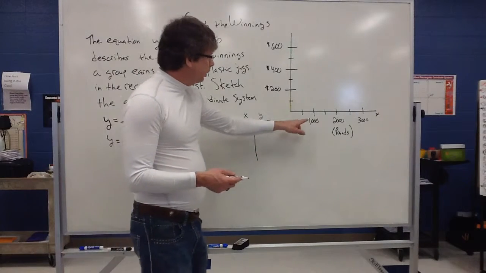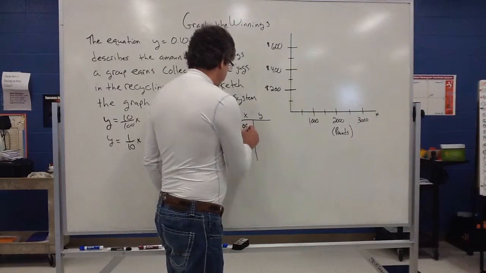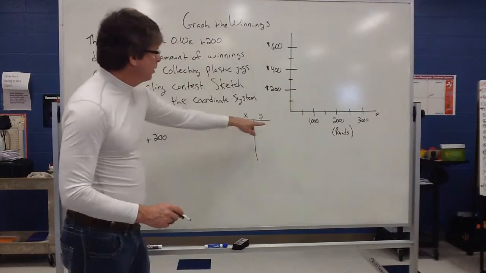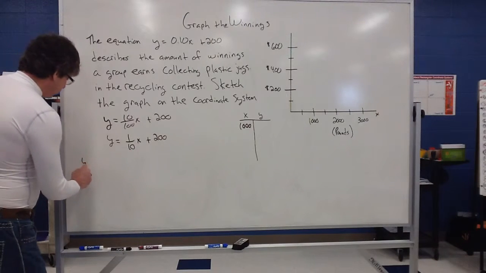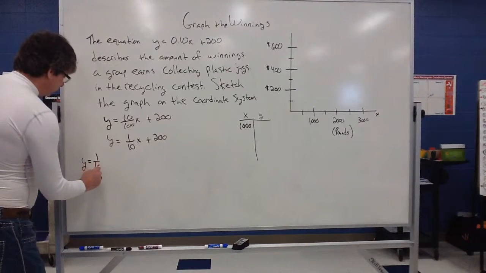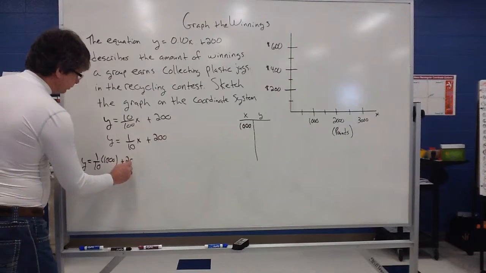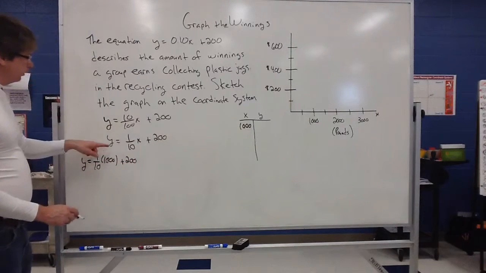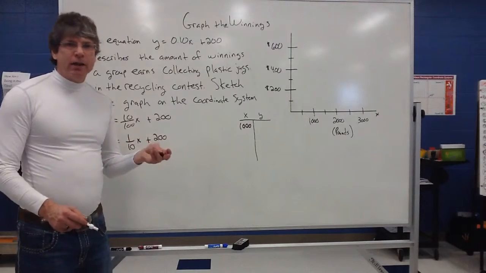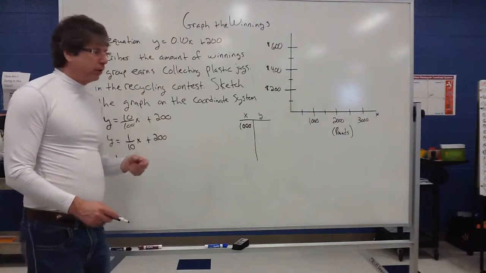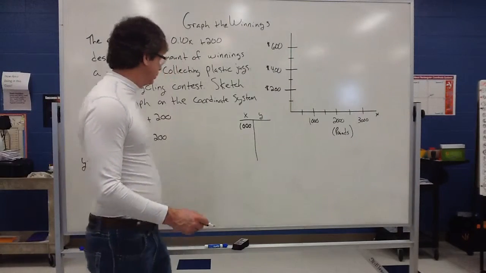So let's just start with some x values that are relevant to me. Let's start with that 1,000. That 1,000 is going to be my x value, so it's going to go in place of x. So I'm going to have y equals 1/10 times 1,000 plus 200. Since the equation was written in this form, I like that method of finding 3 solutions to graph the equation.